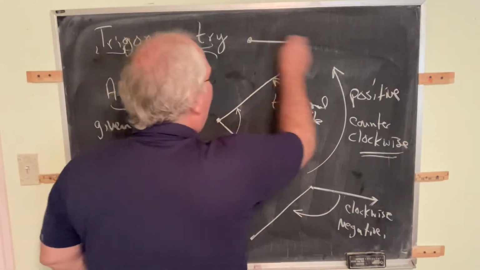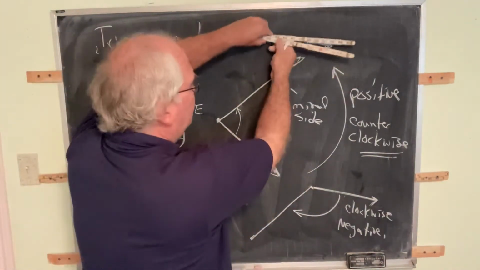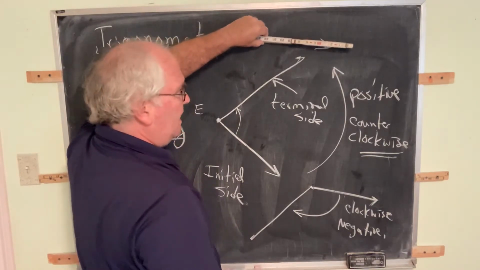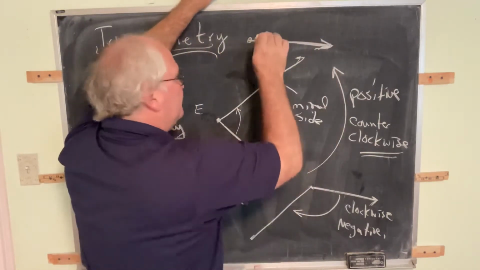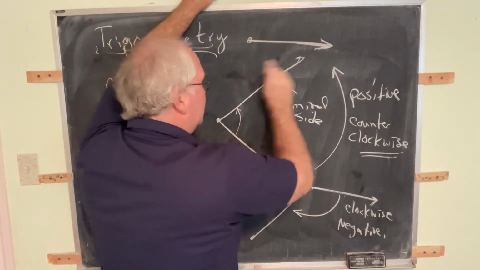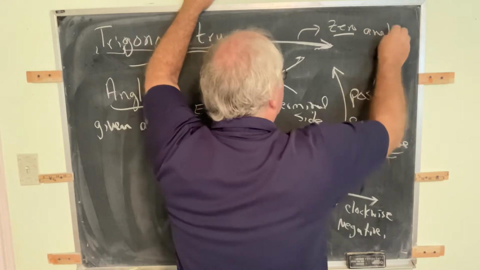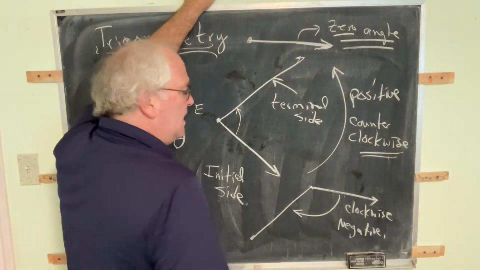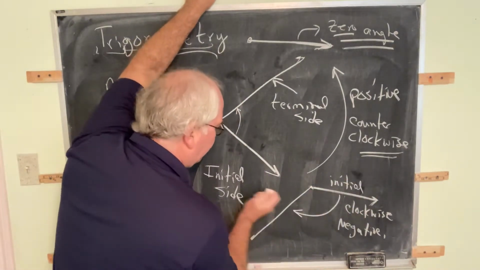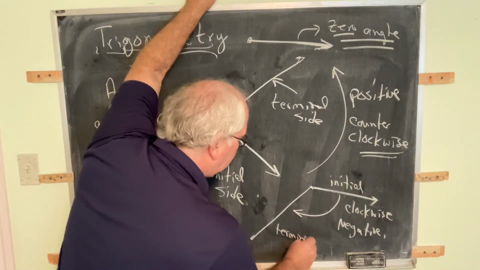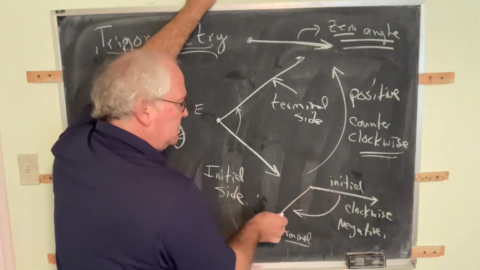And if this is my initial ray, here I'm back to the initial ray. And the angle through which I rotate, I don't move at all. If the initial side and the terminal side are the same, then that is a zero angle. All right? In this case, this is the initial side. In this case, this is the terminal side. I'll write it down here. So initial side, terminal side.